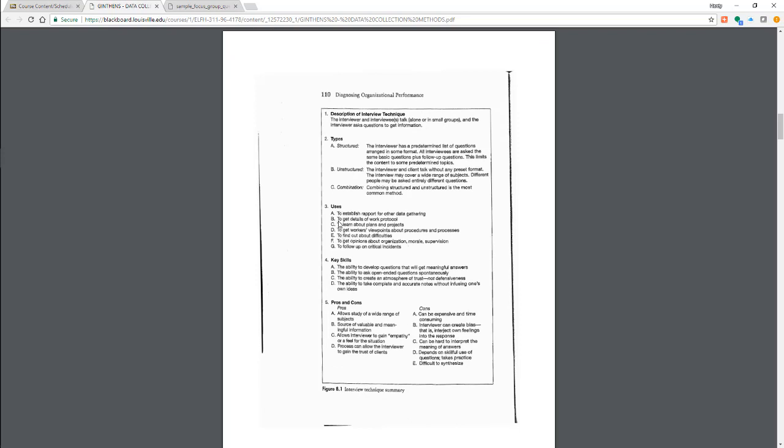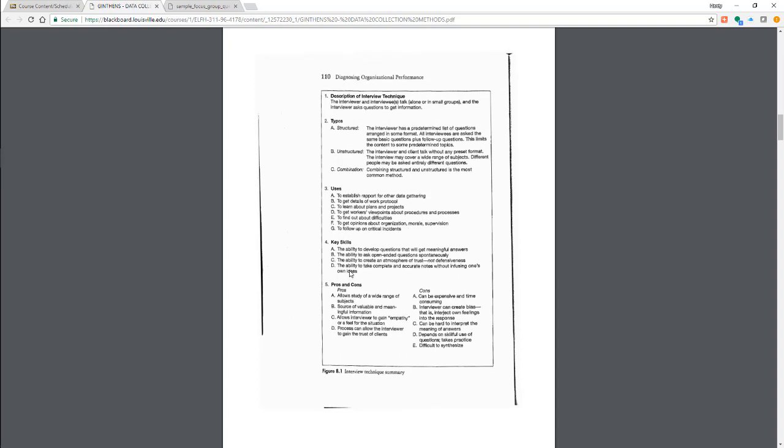As far as the uses, notice a couple. I'm not going to read all of them, but a couple of them. To establish rapport for other data gatherings, to get details of work protocols, to learn about plans and projects, and depending on what you are dealing with, satisfaction, disengagement, culture problems, etc. So depending on what you want to find out, very, very good for the different uses.